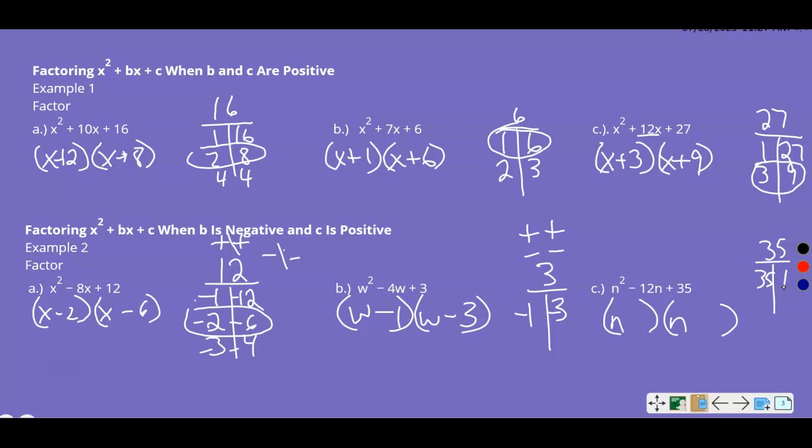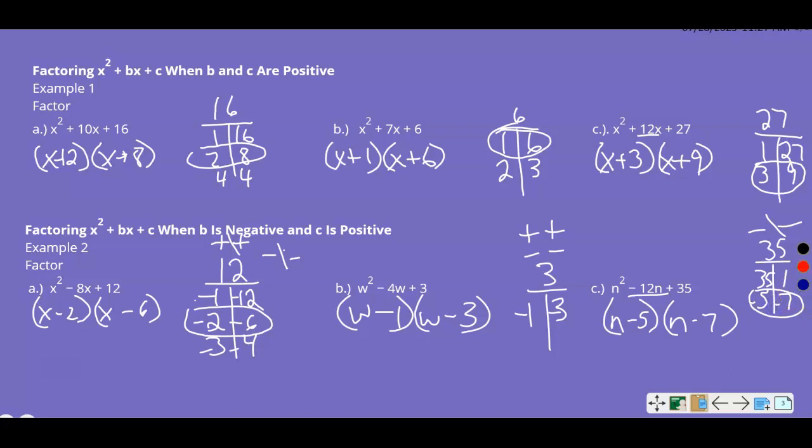2 doesn't go into odd numbers. 3, 4. We've got 5 and 7. 6, and then we're back to 7. So that's all my factors of 35. I need a negative 12. So again, I'm going to have two negatives when I multiply to get positive 35 and negative 12 in the middle. So I'm going to have negative 5 and negative 7.